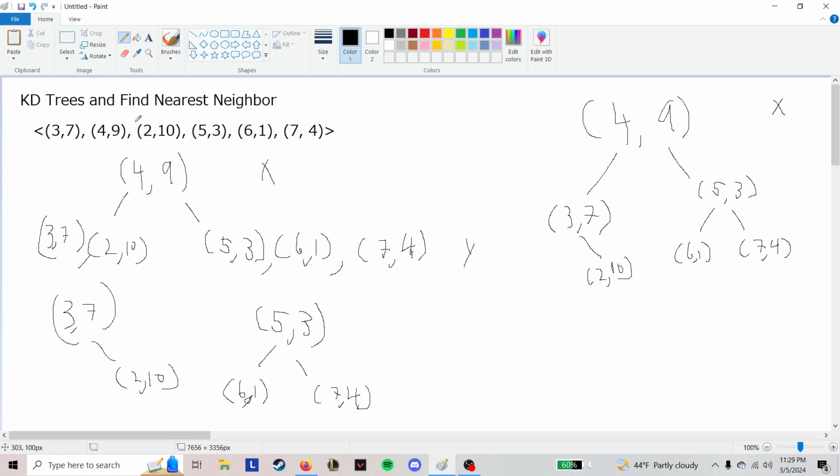So that's the construction of a KD tree. Now we'll talk about how that looks geometrically.